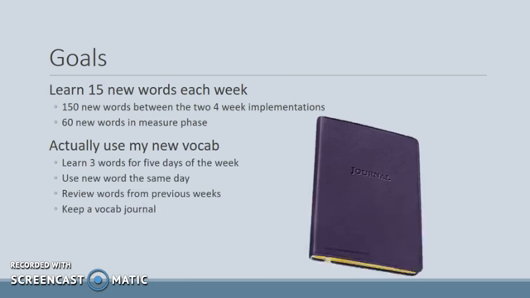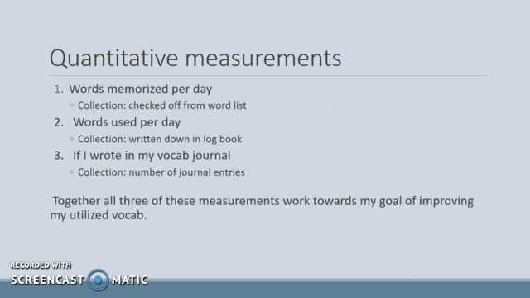So with this, my goal is to learn 15 new words each week and to actually use my new vocab. And so that'll be 5 days each week. I will learn 3 new words each of those days and then use the new word the same day I learn it. And then review the words throughout the week and then keep a vocab journal as well.